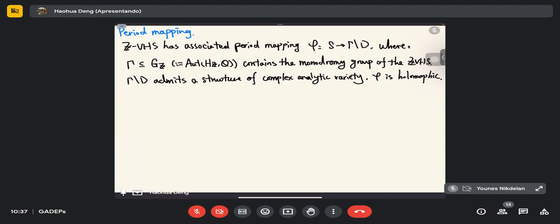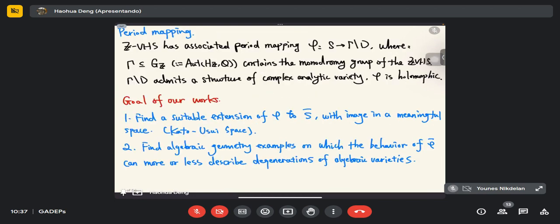Using this analytic continuation leads to an ambiguity by the monodromy group. So for such a VHS, we have a map from S not to D, but to D quotiented by the monodromy group of this VHS. In general, this quotient space Gamma\D has the structure of a complex analytic variety, and phi is a holomorphic mapping. Indeed, this holomorphic map is very well interpreted: the algebraic part is clear, and the transcendental part is highly restricted.